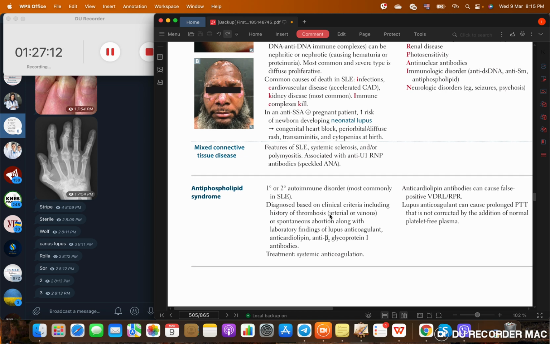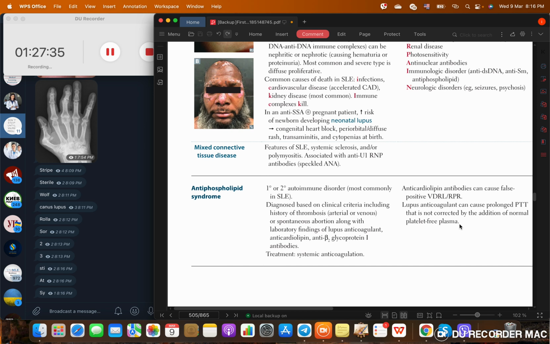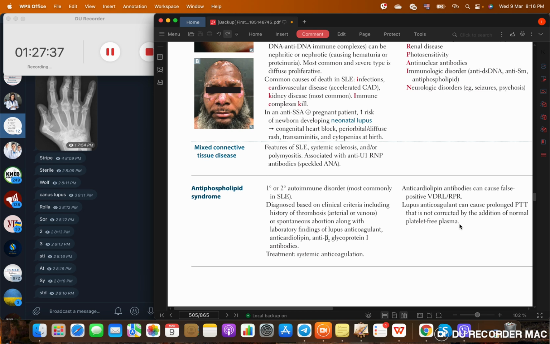They say now anticardiolipin antibody can cause a false positive VDRL RPR, which is the test used to diagnose what? What normally do we use the VDRL RPR for? Yeah, syphilis, absolutely. Syphilis. And venereal disease, absolutely. STDs. So, yeah, it can be a false positive. So, when you get a positive test, you'll be like, you have syphilis. Oh my God, I'm sorry, you have antiphospholipid syndrome or lupus. No, give me syphilis. It's much easier.